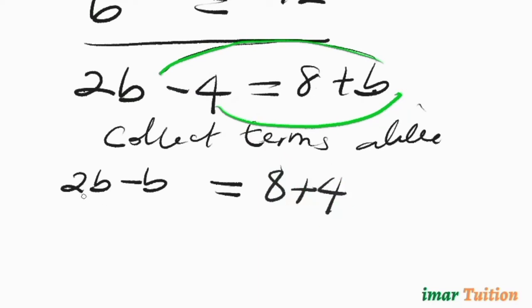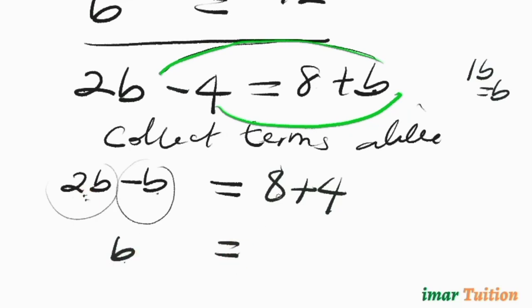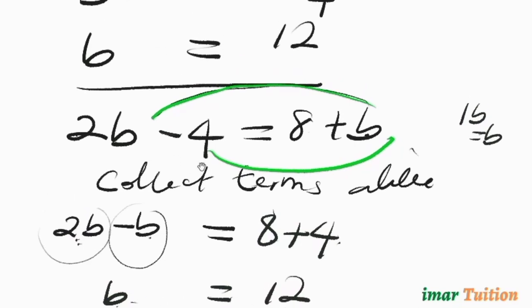So you have 2b minus b is like 2 oranges minus an orange will give you 1 orange. 1 orange there is a b. Normally, you cannot say 1b. 1b is appropriately written as b. So you have b. 2b minus b is going to give you b. So b equal to 8 plus 4 is 12. b is equal to 12. That's what we'll have here.